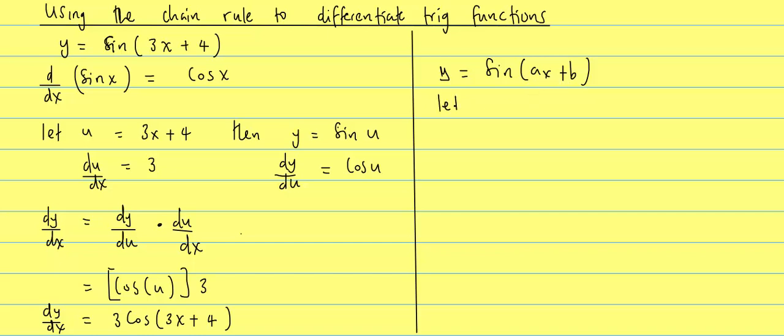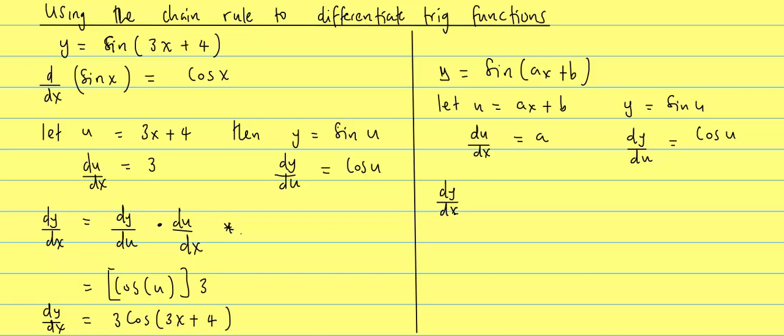So I'm going to let u be equal to ax plus b. It follows then that y has to be equal to sine u. Differentiating this with respect to x gives us du/dx to be equal to a. Similarly, dy/du is going to be equal to the cosine of u. Now using the chain rule again, I'm going to have to find the product of these two. So dy/dx is going to be equal to a cos u, but in place of u I have to put my substitution back, which is ax plus b.